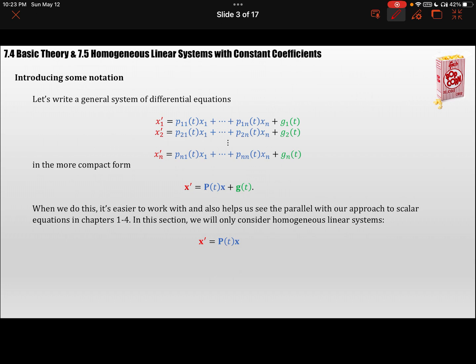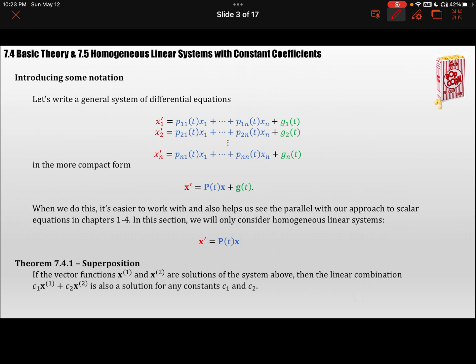Just take a moment to understand that this here is a matrix of coefficient functions, p functions, in an n by n square matrix, times a vector x1, x2, x3, etc. Right? That's what this is. All right.